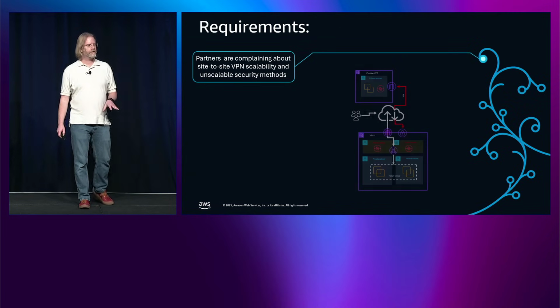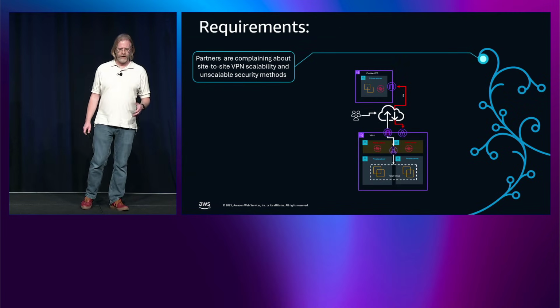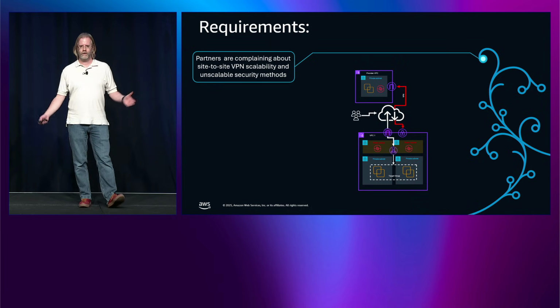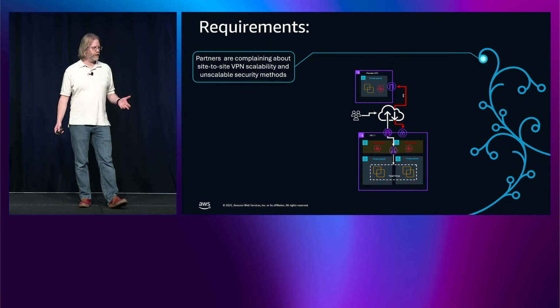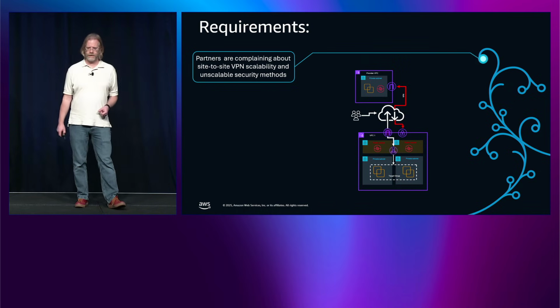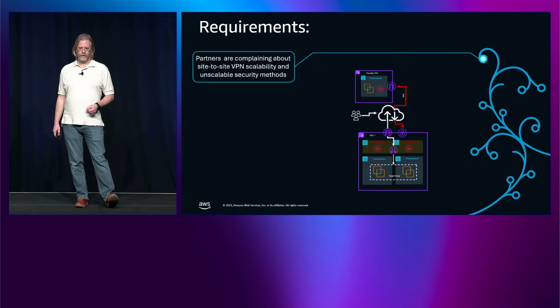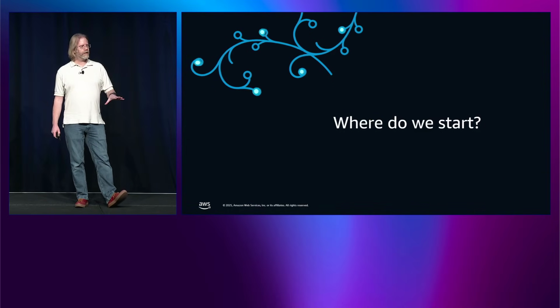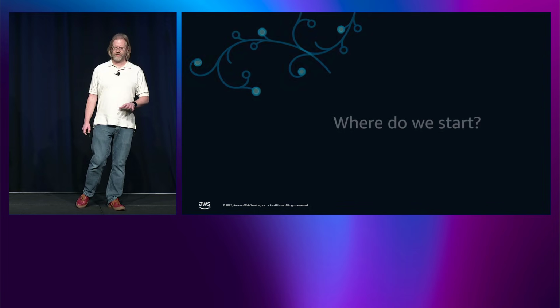The first one was partners complaining about the VPN, right? What can Lattice do to help us with the VPN? We know that Lattice is multi-account, so it's a fit there. We also know that Lattice is bidirectional, so there's a fit there too. And it also has inherent security. So where do we start? We have to create our Lattice network first, right? Let's take a look at that.